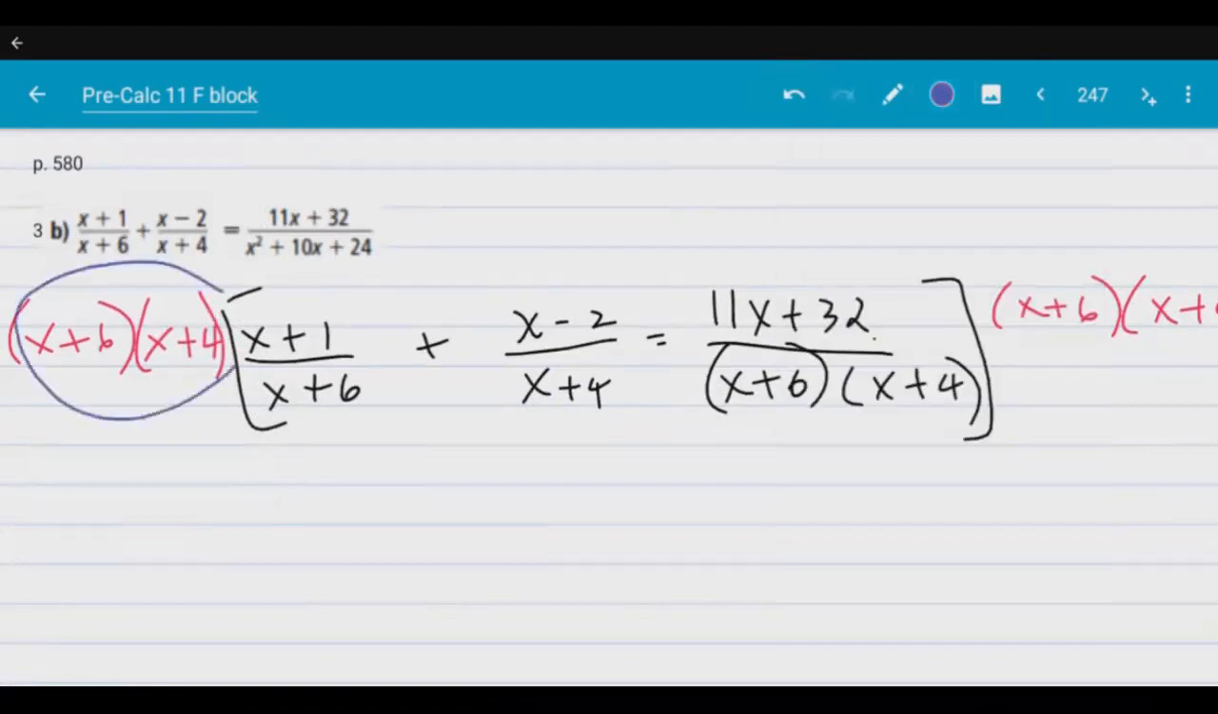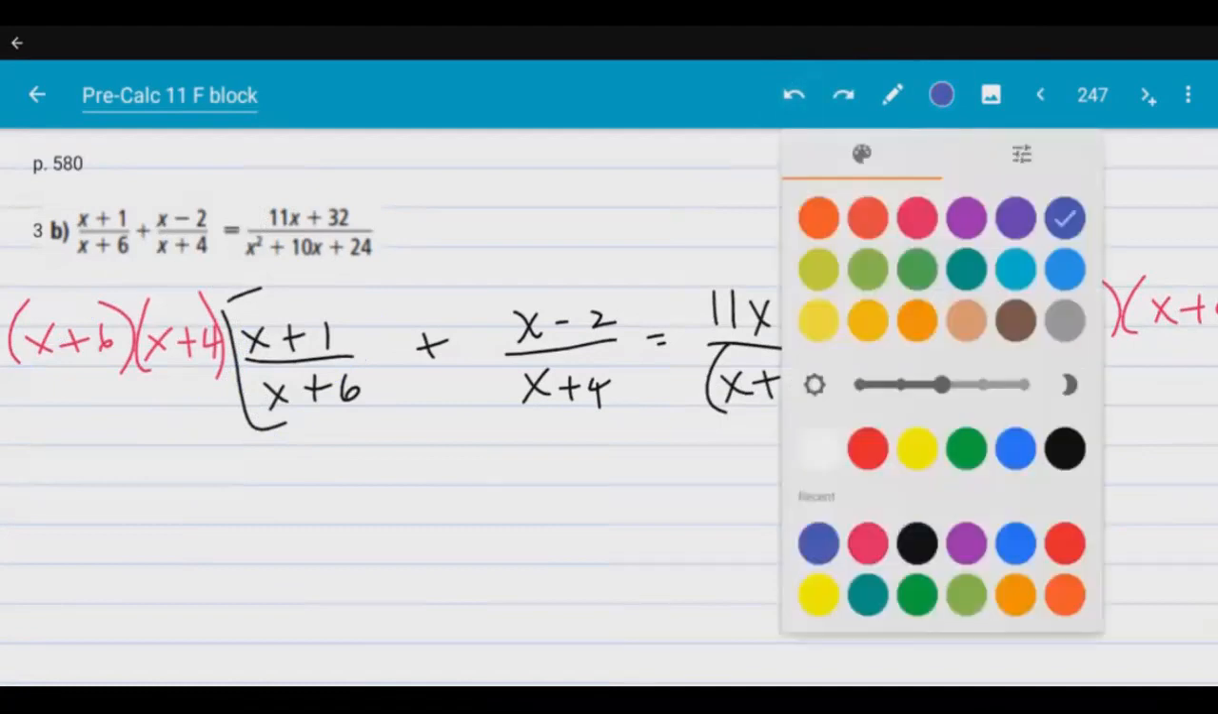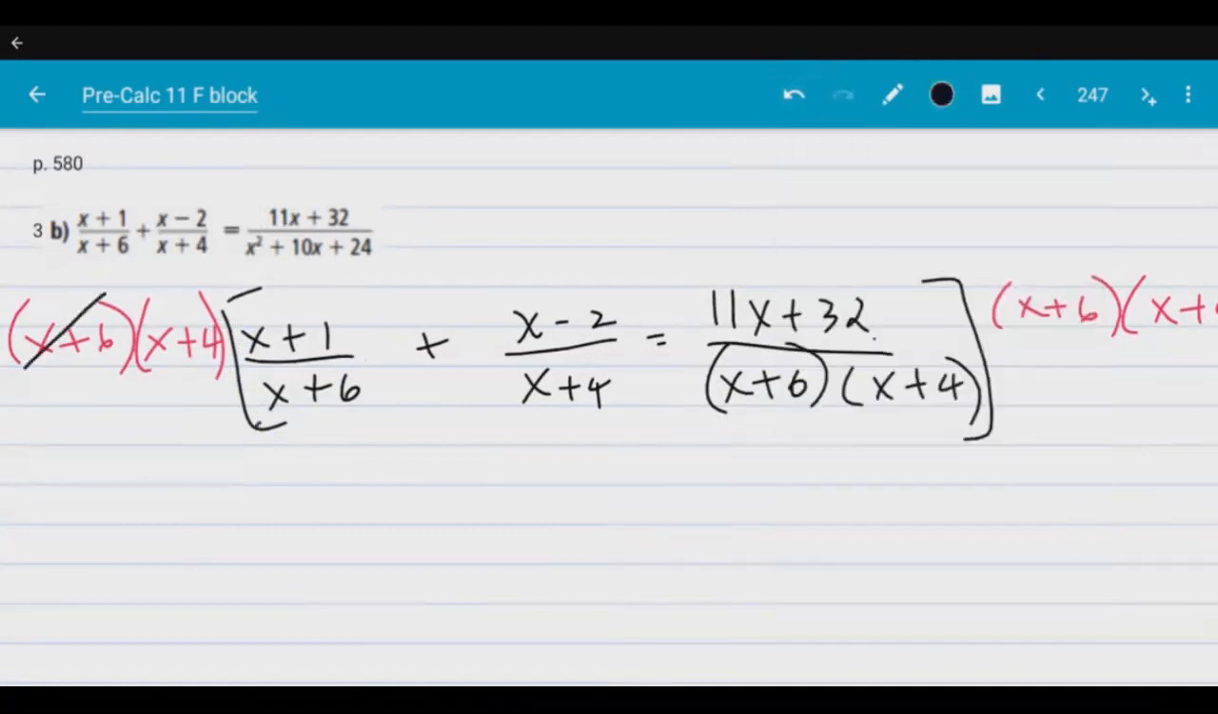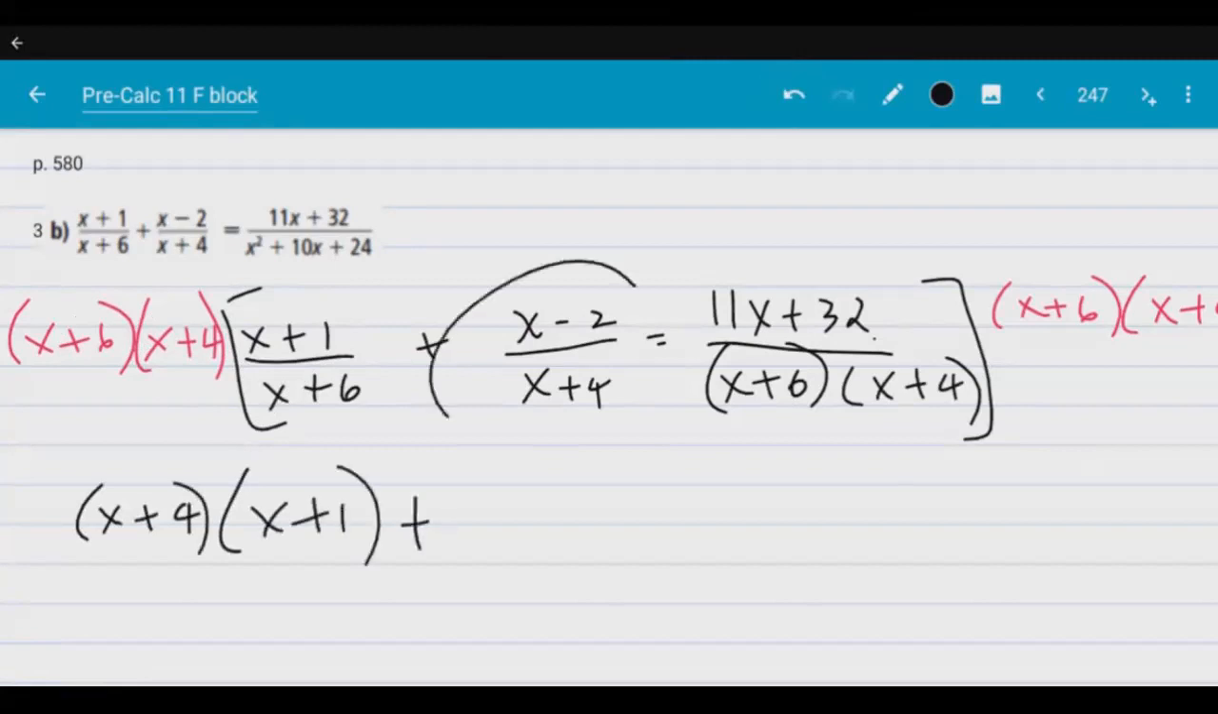So as we multiply these two binomials by this first expression, you will see that the x plus 6 cancels out with this one. Now, guys, careful here. When you cancel this and this, it still leaves x plus 4 being multiplied by x plus 1. So remember that. So that means x plus 4 is still multiplied by x plus 1. But you still have to do this.